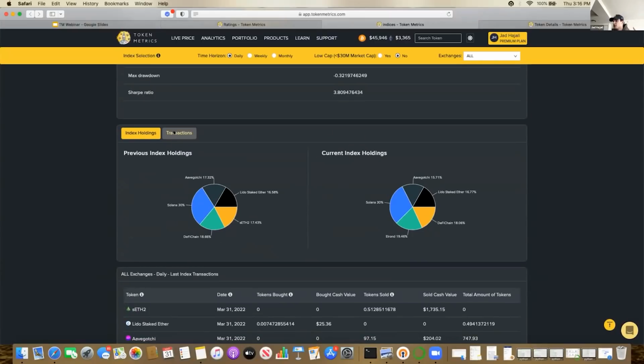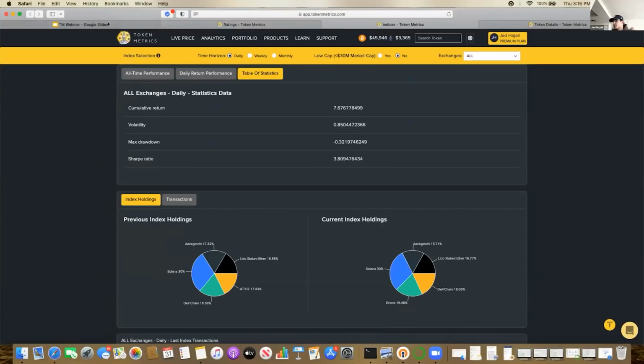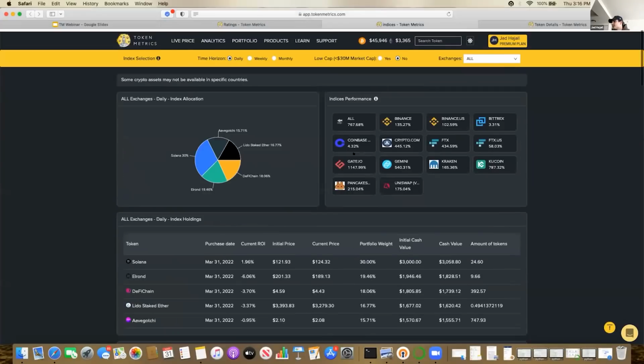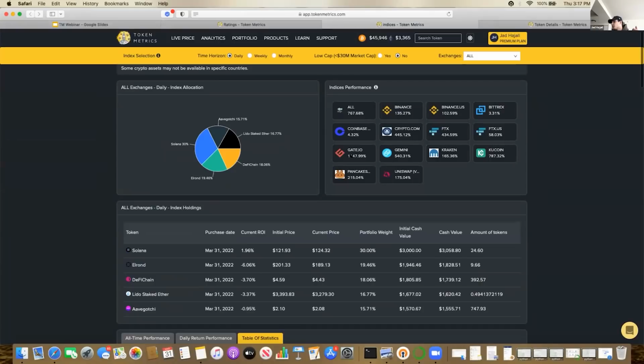And we provide all the transactions, like I mentioned, to make it easier for you to replicate this portfolio on your specific exchange. So now that I explained the indices on our website, here is the performance of all of our exchange-based indices. Here I'm looking at the daily high cap indices, and as you can see from our website here, Gate.io had very good performance.